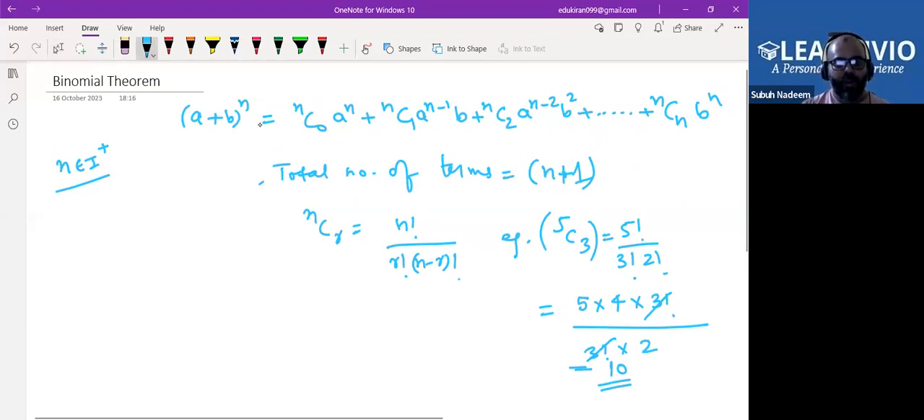Now, some other observations are also there: the a power is decreasing 1 by 1, and at the last the a power is 0. Similarly, the b power here is 0, and then it is increasing 1 by 1, and at the last it is b to the power n. So this is how it is getting expanded. Now, first write this down.